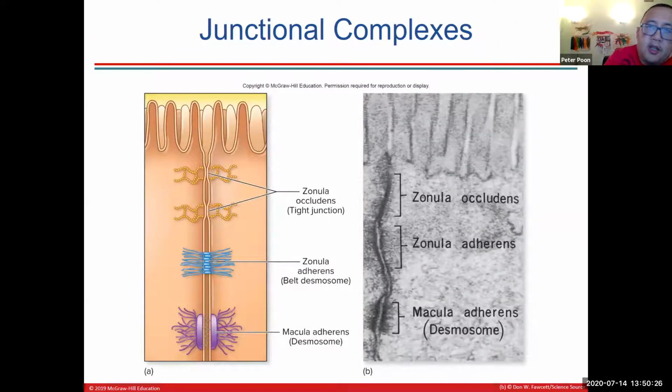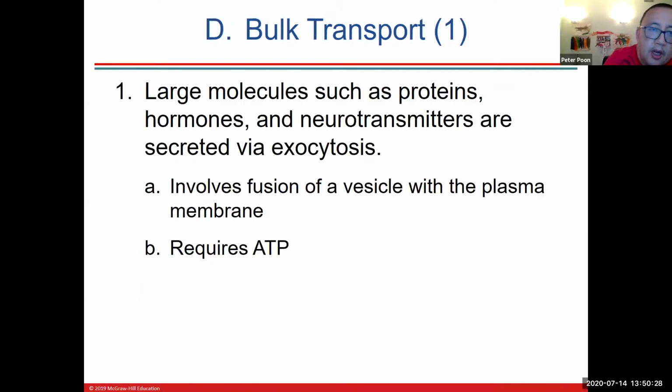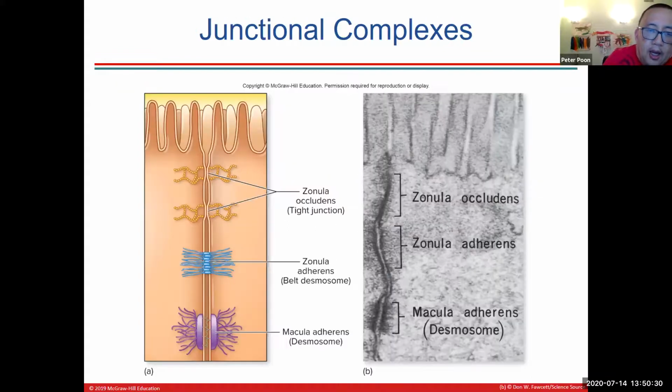Junctional complexes. Let me just quickly go through what these are for. These actually hold the cells together. It needs to hold the cells together and prevent tearing. The tight junctions do something slightly different. See how they're higher on the cell surface here? They actually prevent things from leaking between the cells.